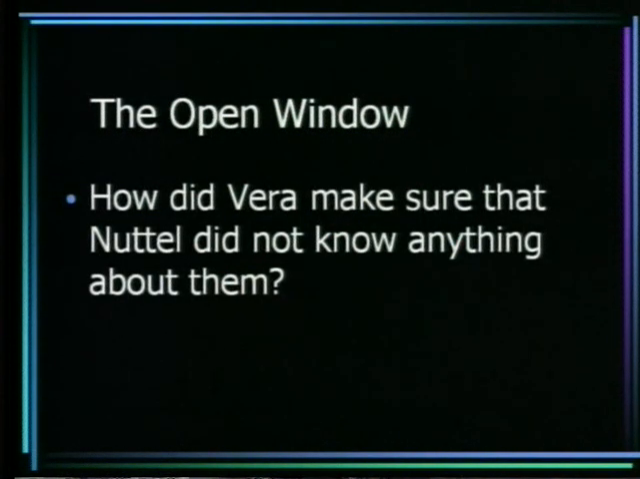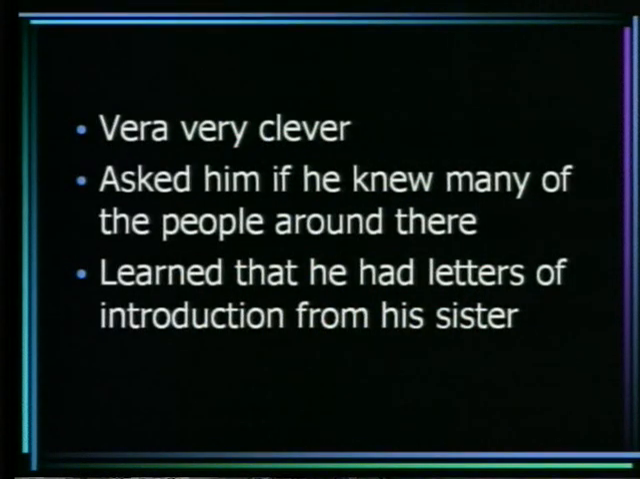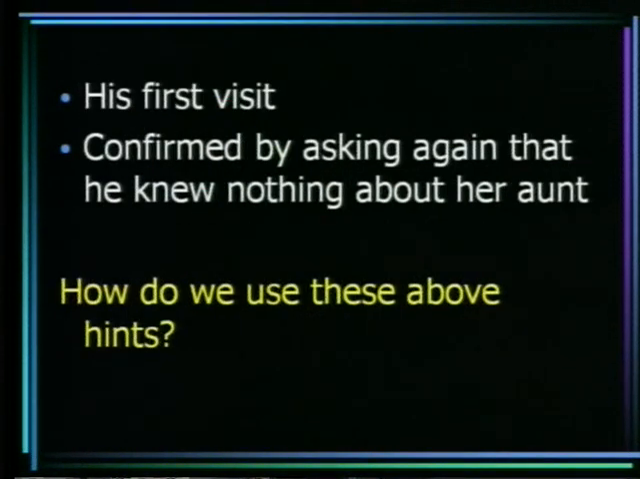Now, in the first lesson that we have, The Open Window, what is the first question? How did Vera make sure that Nuttall did not know anything about them? This is the question, the first question. Now, let us go to the hints. What are the hints? Very, very clever. Asked him if he knew many of the people around there. Learned that he had letters of introduction from his sister. His first visit. Confirmed by asking again that he knew nothing about her aunt.